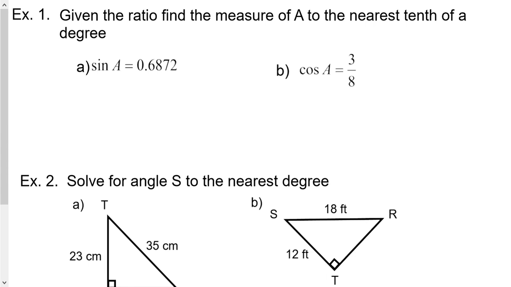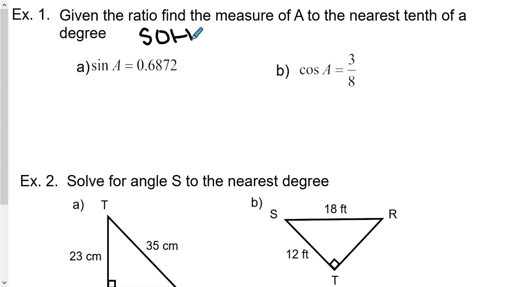So, given the ratio, find the measure of angle A to the nearest tenth of a degree. We use the term ratio as usually to mean a fraction, but it can also just be a decimal value. Sine of angle A here says it's 0.6872. All that tells us, if I'm thinking of the SO part of SOHCAHTOA, is that the opposite length is 0.6872 times the hypotenuse.